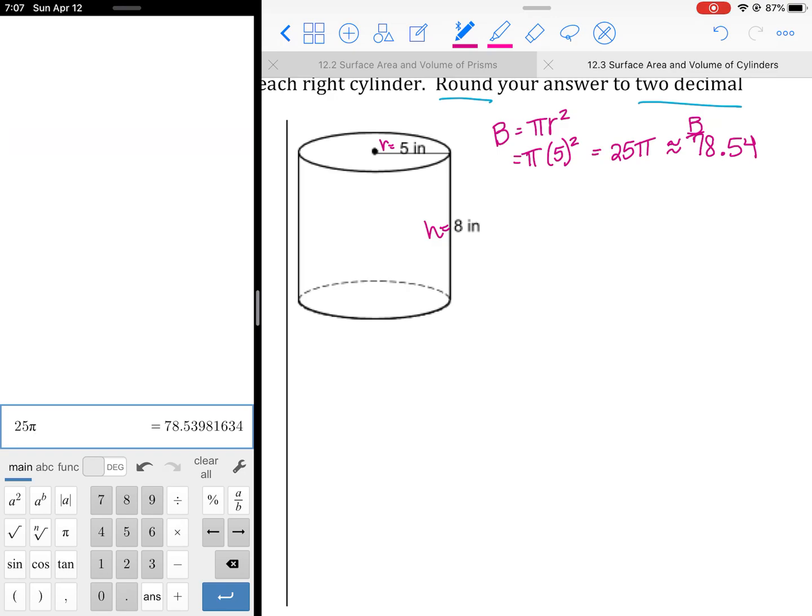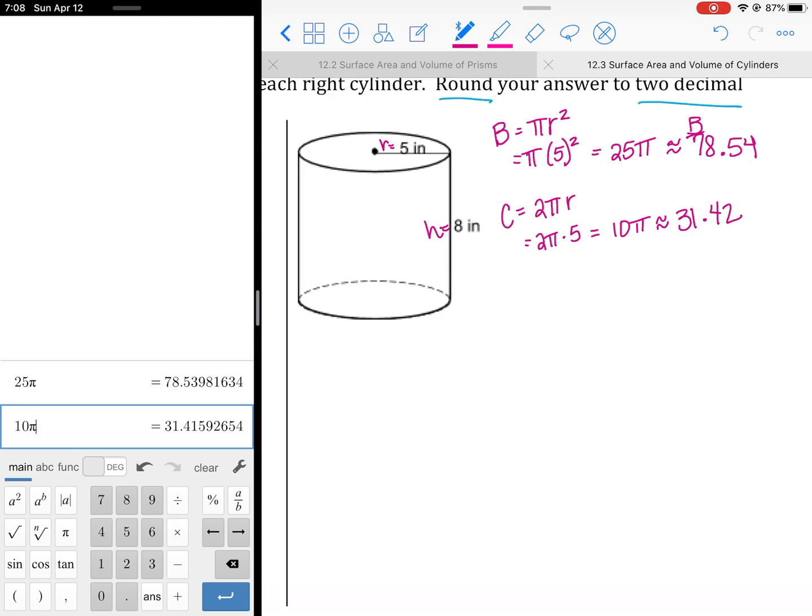The other thing I need in my formula is my circumference. So the circumference of this base is going to be 2 pi times the radius. If I plug in the 5, that'll be 2 pi times 5. In exact terms, in terms of pi, that would be 10 pi. Or I can estimate it using the pi button. So 10 pi is 31.42 when I round.